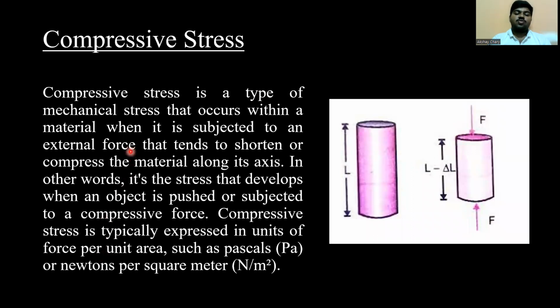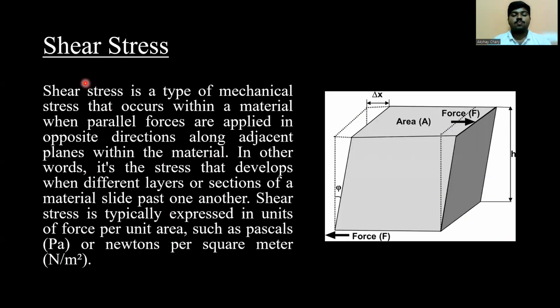Next, compressive stress. It is the opposite of tensile stress. Compressive stress is a type of mechanical stress that occurs within a material when it is subjected to an external force that tends to shorten or compress the material along its axis. In other words, it is the stress that develops when an object is pushed or subjected to compressive force. Compressive stress is typically expressed in units of force per unit area, such as pascals or newtons per square meter.